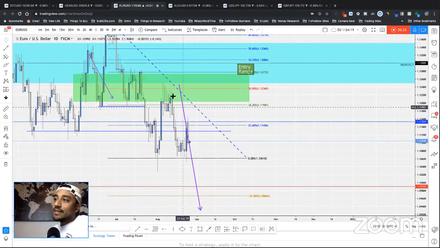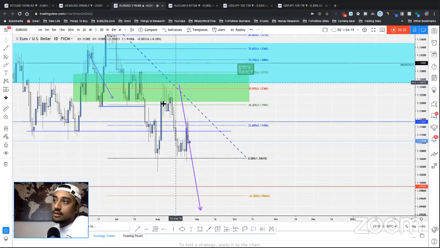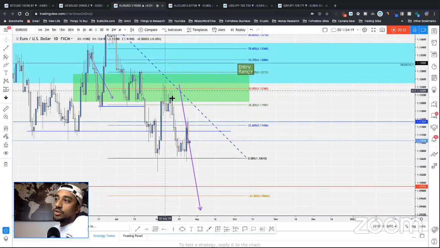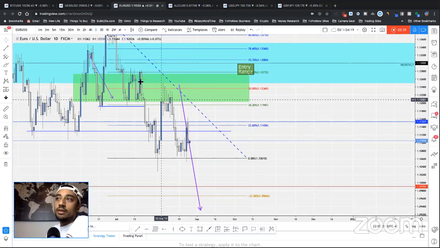Last time that we were on, we called, hey, listen, this is going to be our entry range somewhere in this box. And we saw a whole bunch of wicks on this daily time frame. But we entered in early. We entered somewhere over here. But as you can see, there was a lot of what we call buyer's exhaustion.